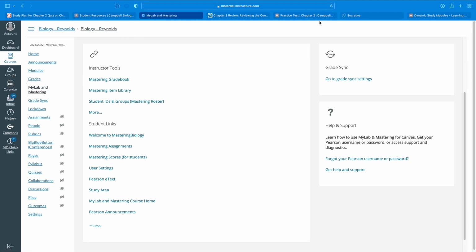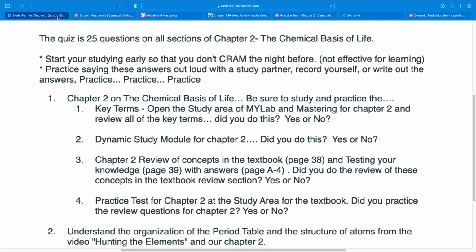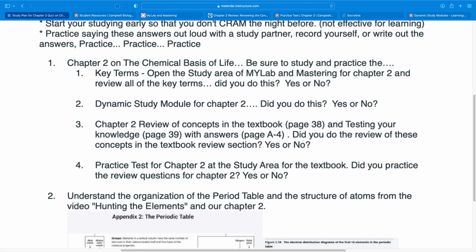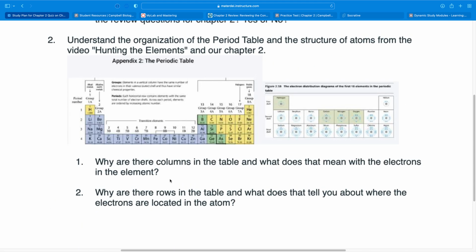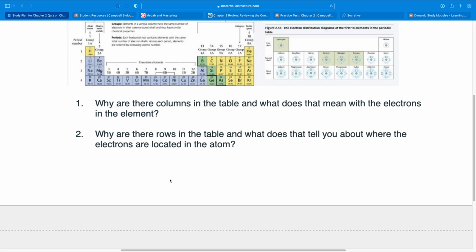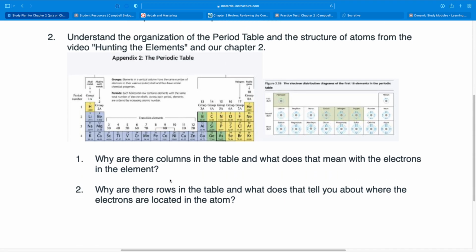So those tools are there for you. Make sure that you utilize it. Let's go back to the study plan. And now here are some topics that are directly on the test. And so let's go over this and fill it in as we go.